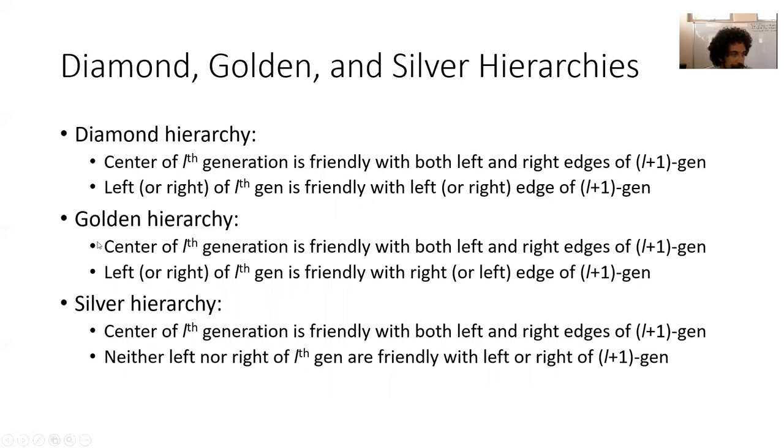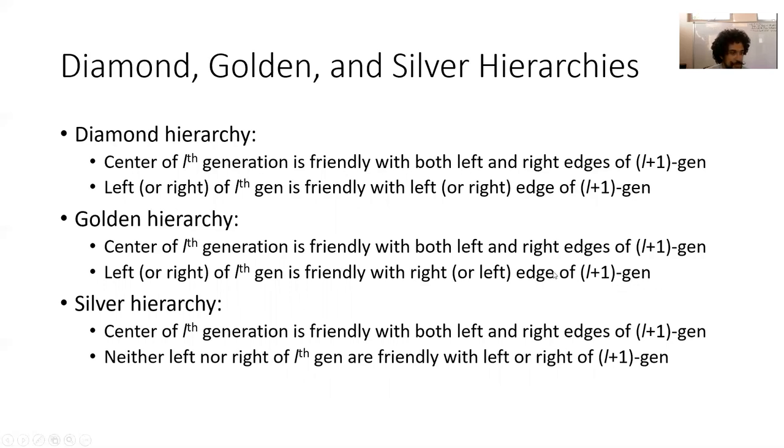So for the golden hierarchy, once again, we're going to have some center of the L-th generation, and it's going to be a friendly number with both the left and right edges. But now something gets flipped. The left or right of the L-th generation is friendly with the right or left edge of the L plus 1 generation.